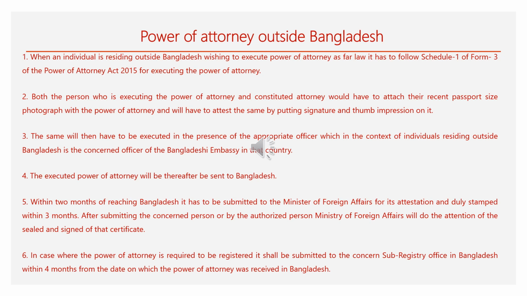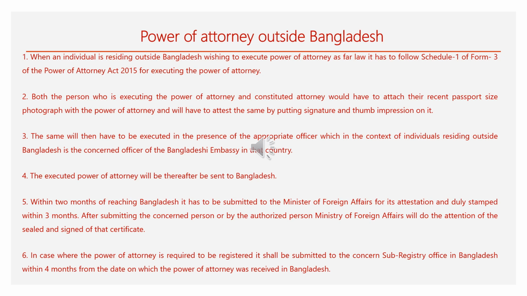Number 5. Within 2 months of reaching Bangladesh, it has to be submitted to the Ministry of Foreign Affairs for its attestation and duly stamped within 3 months. So after getting your power of attorney, the attorney or constituted attorney or attorney in fact can submit that power of attorney to the Ministry of Foreign Affairs for attestation and duly stamped. That means you have to provide some stamp duty within 3 months.